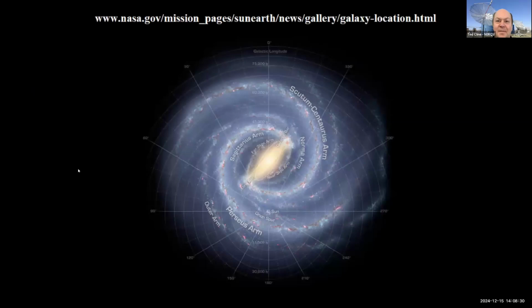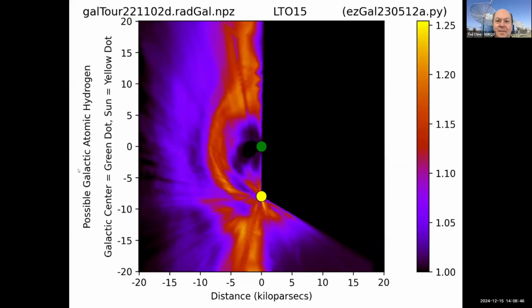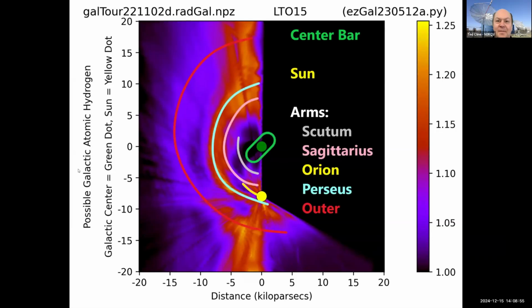NASA artists present the galaxy from high above. The galaxy center is in the middle, and the sun is shown below, about two thirds of the way out from the center. We see the galactic arms spiraling out from the center. With enough data, Ezra can plot those galactic arms arching around the center. I am so bold as to label the galactic arms shown in the data.